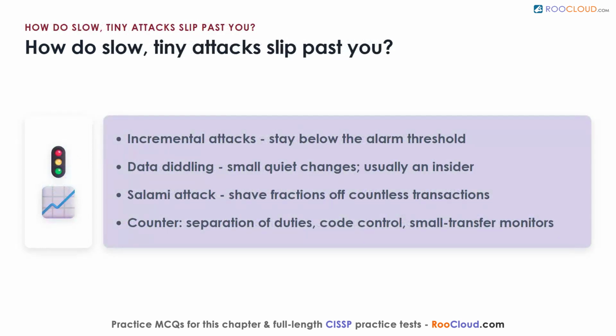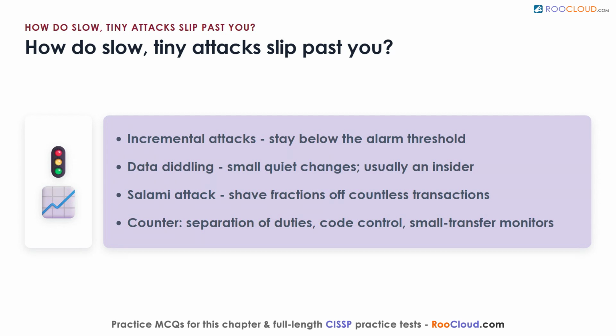How do slow, tiny attacks slip past you? By staying under the threshold that would raise an alarm. These are incremental attacks, and there are two classic forms. Data diddling is making small, quiet changes to data as it is entered or processed, rather than obviously wrecking a file. So it hides unless integrity checks or file integrity monitoring catch it, and it is usually an insider's game. The salami attack whittles away tiny slices of value, like shaving fractions of a cent off countless transactions until they add up to real money.